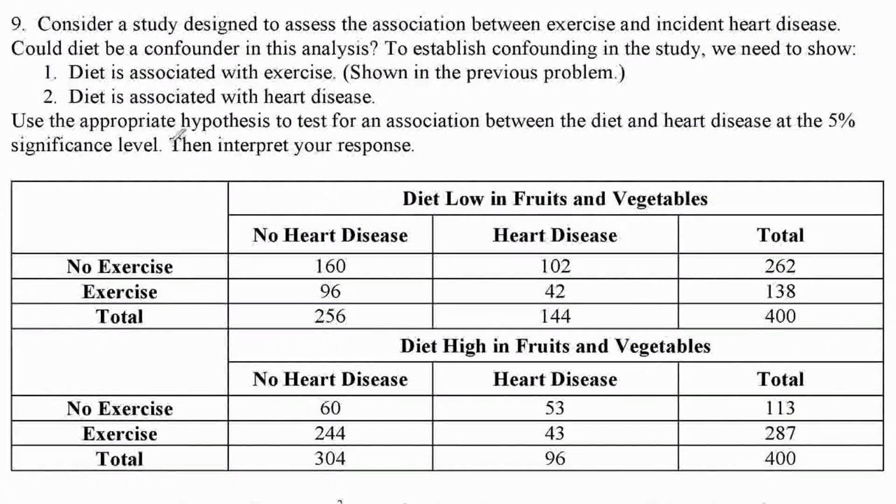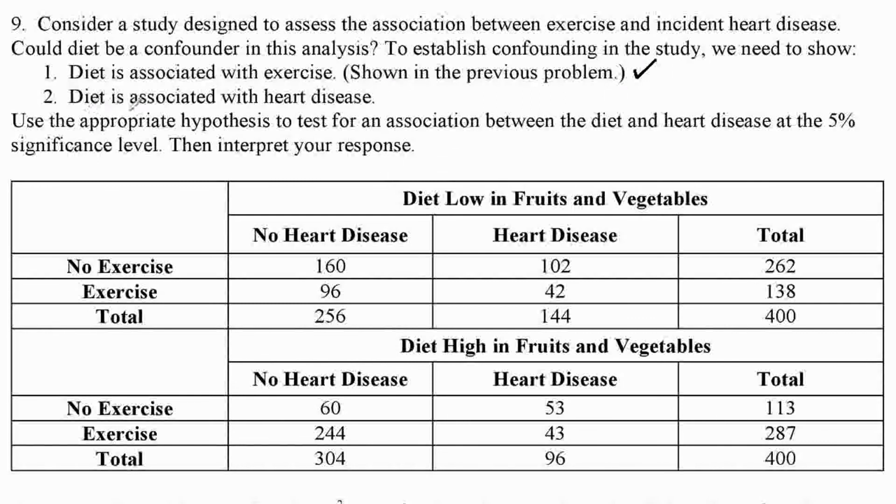In problem number 9, we're looking at the same study, and this is the same data from up above. We're trying to assess that association between exercise and incident heart disease, and we're asking, could diet be a confounder? So in order to do that, we need to show diet's associated with exercise. We've done that. That was shown in the previous problem, so that's done.